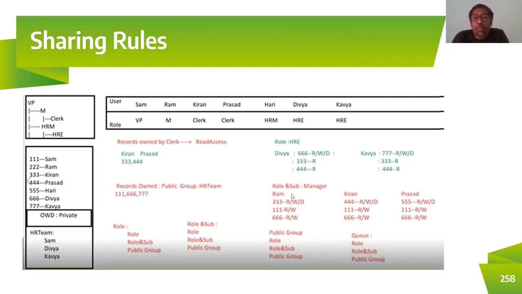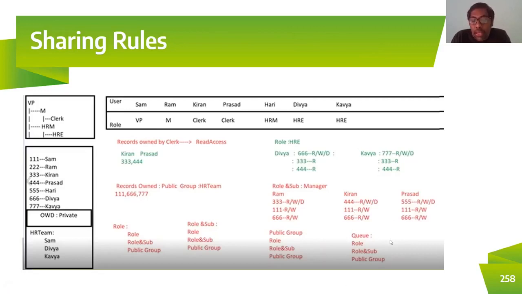So here, roles and subordinates are going to be managed. See, the record owner is a public group here, right? He has 111, 666, 777, so he has all access, whereas this guy is giving access to 111, 666, so that these two guys have only read and write access, but this guy has read, write, and delete. In a similar way, for Kiran and Prasad also, access is given to 111, 666.